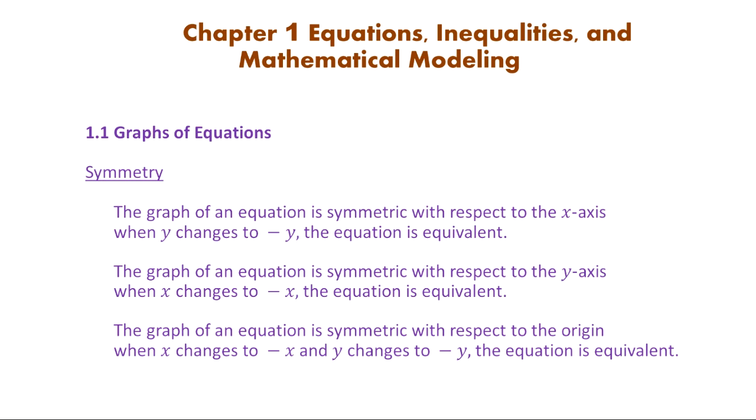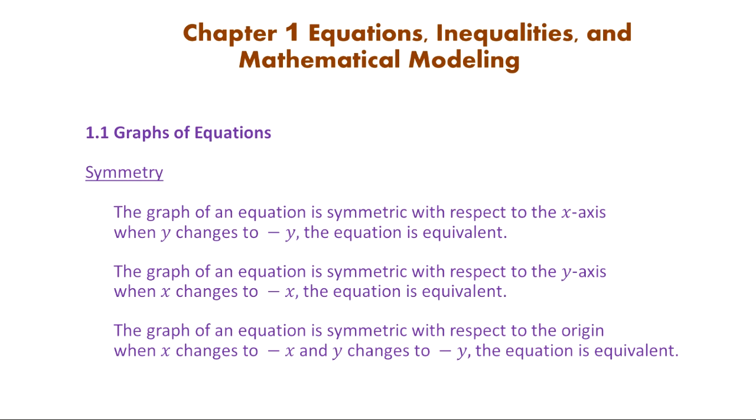So when you try to graph an equation, you look for some symmetry of the graph that will give you some idea of the shape of the curve, and also you can use the symmetry of the graph to draw the graph itself and save some time, right? So there are three types of symmetry for a given equation when you graph it.